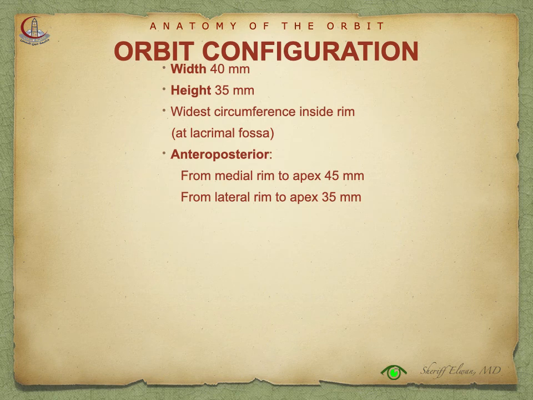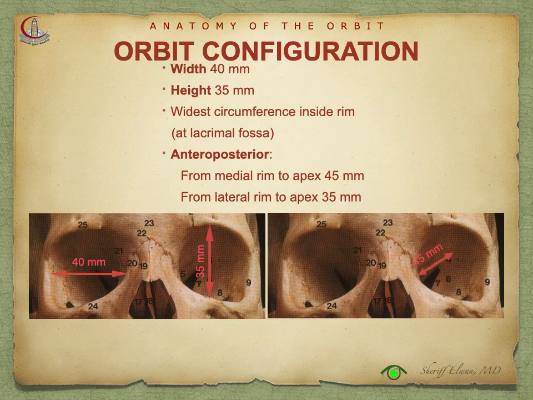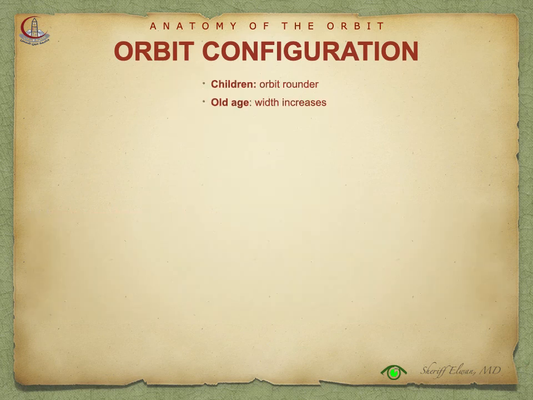And continuing with the configuration, the orbit is 40 millimeters wide, is 35 millimeters high, with the widest circumference inside the rim, meaning the aperture is 40 millimeters, but behind it there's a sort of a dip, and the circumference is 45 millimeters. The medial wall is 45 millimeters deep. The lateral wall is only 35 millimeters deep, making it recessing backwards a bit.